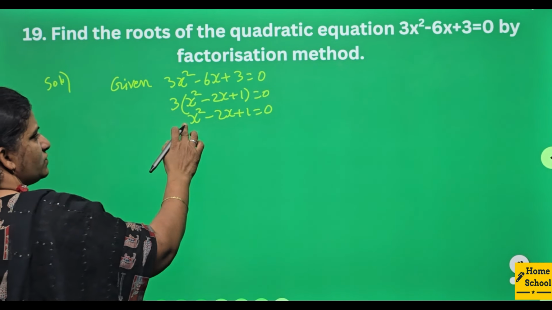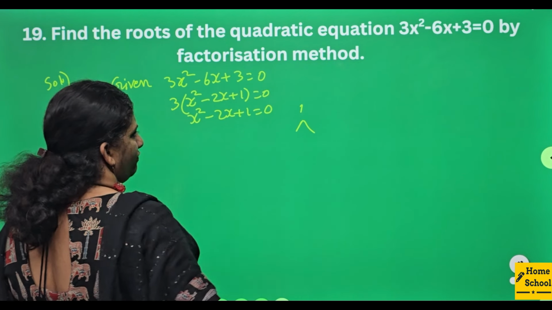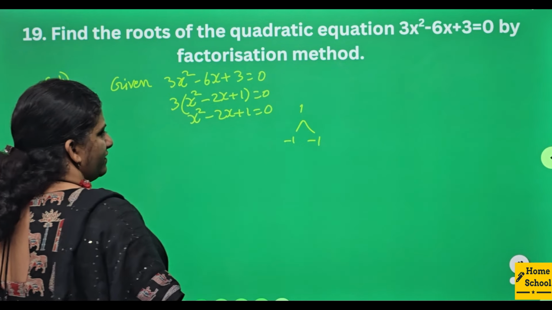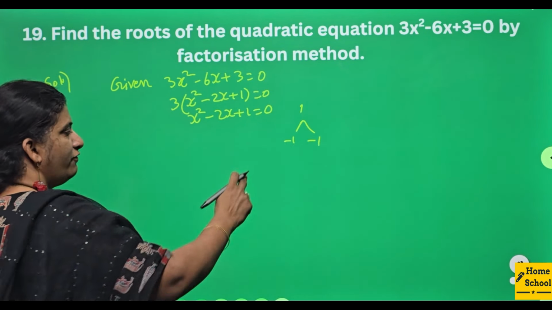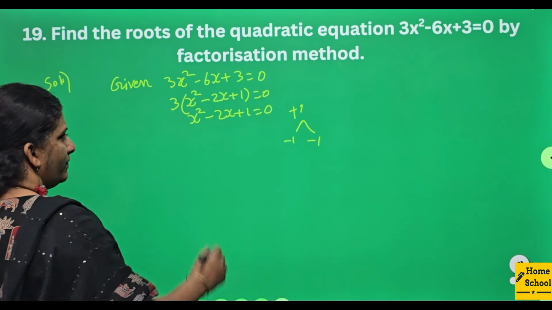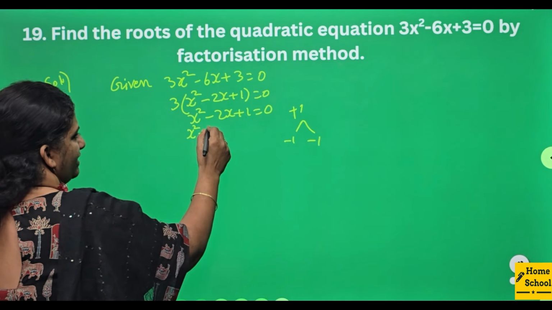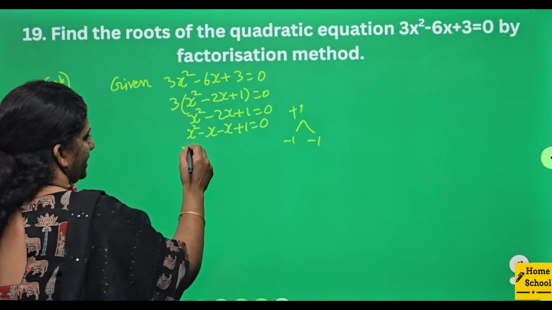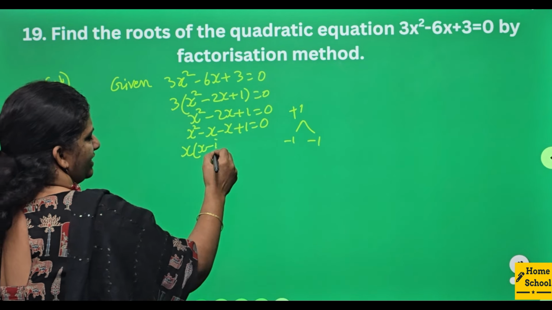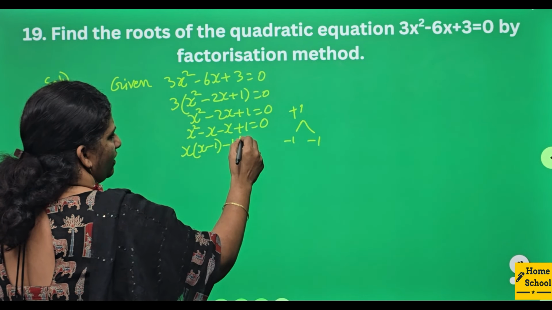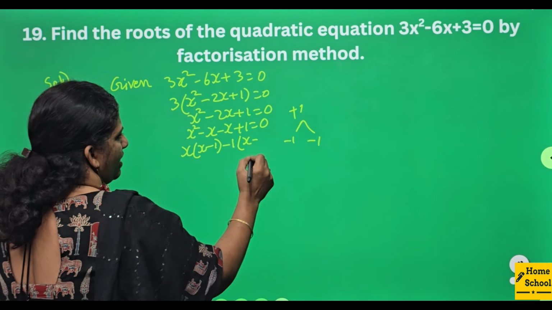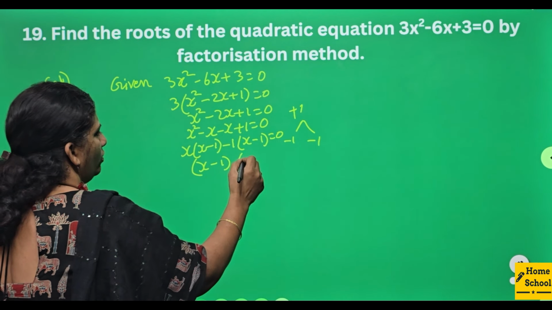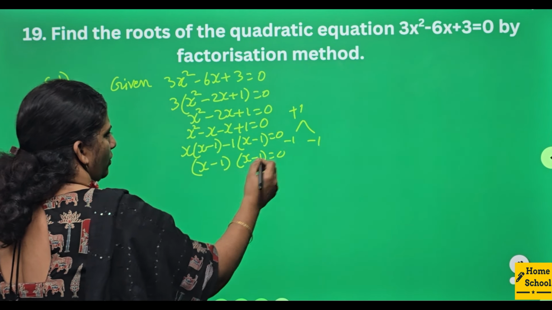Now find the factors. 1 into 1 is 1. Find out the factors: 1 one is 1, minus 1 will get minus 2. If you multiply, you are going to get plus 1. So x² − x − x + 1 = 0. Take out x common: x(x − 1), and here minus 1 common, so this plus becomes minus: −1(x − 1). (x − 1)(x − 1) = 0.